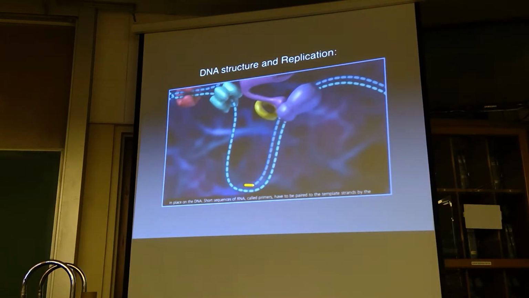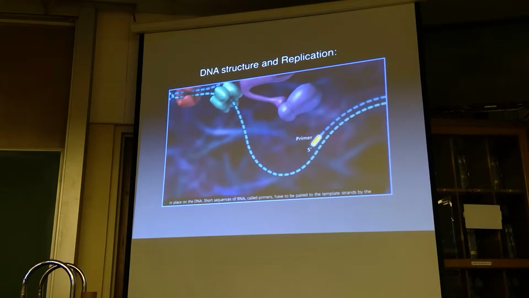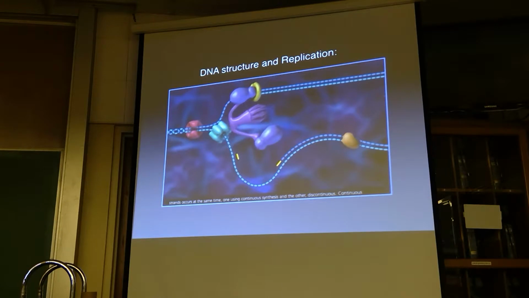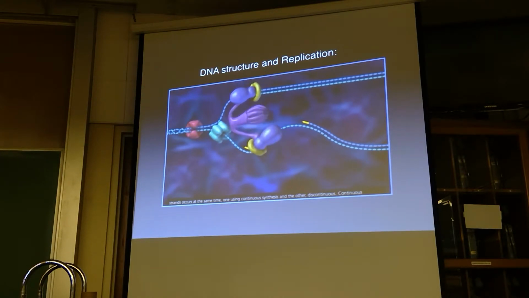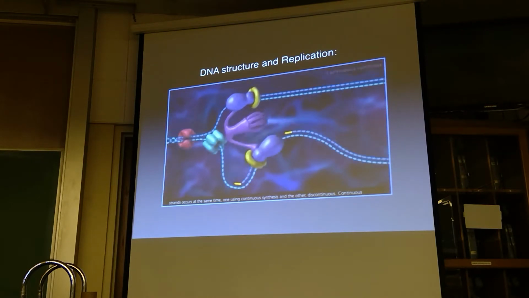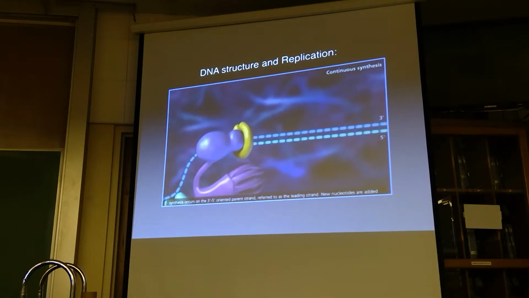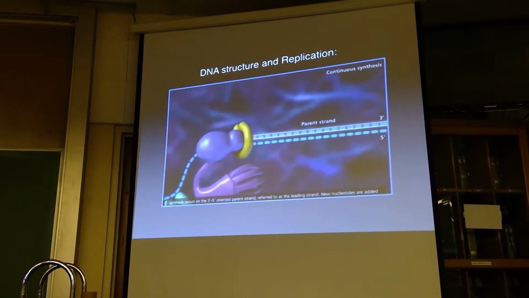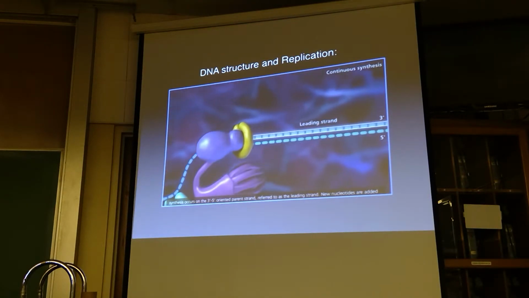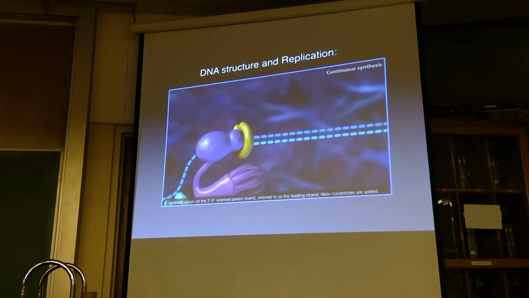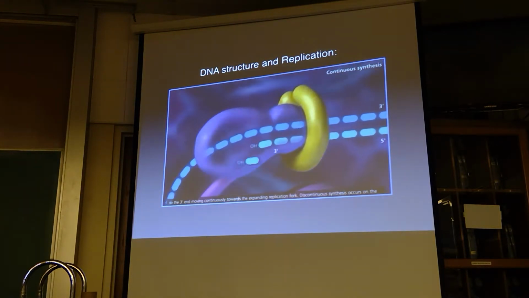Short sequences of RNA, called primers, have to be paired to the template strands by the enzyme primase, because DNA polymerase cannot begin to add nucleotides without a primer. Replication of both strands occurs at the same time, one using continuous synthesis and the other discontinuous. Continuous synthesis occurs on the 3' to 5' oriented parent strand, referred to as the leading strand. New nucleotides are added to the 3' end, moving continuously toward the expanding replication fork.